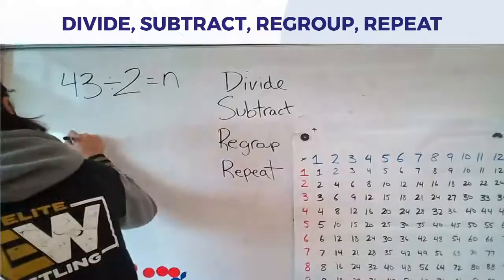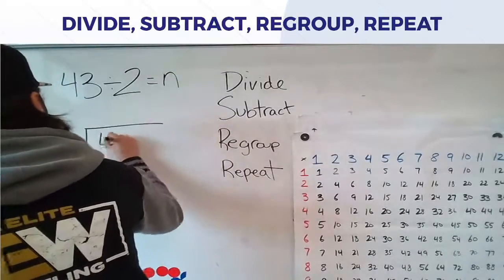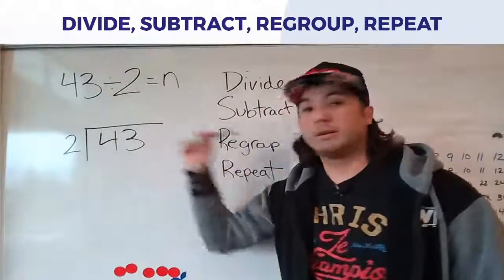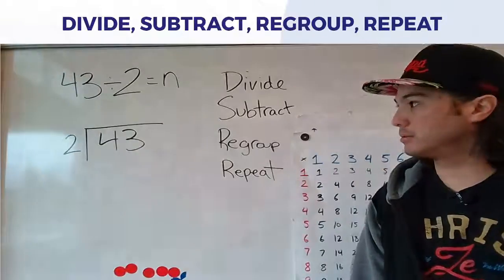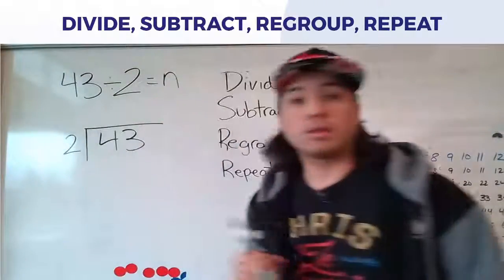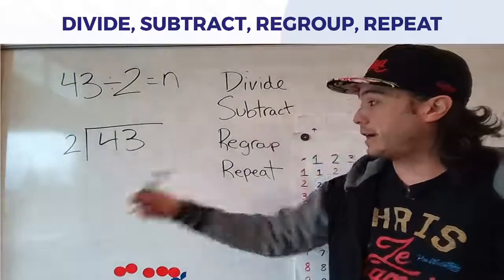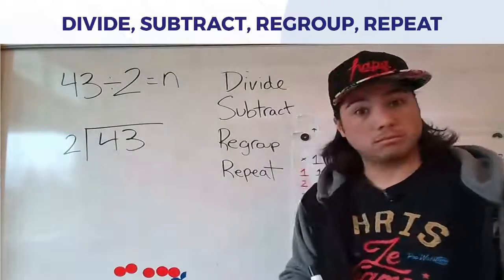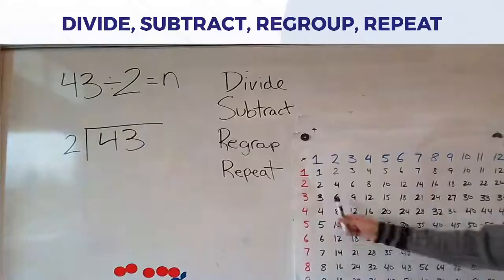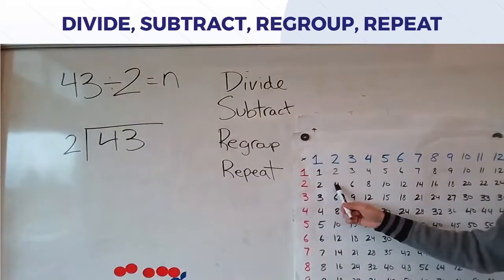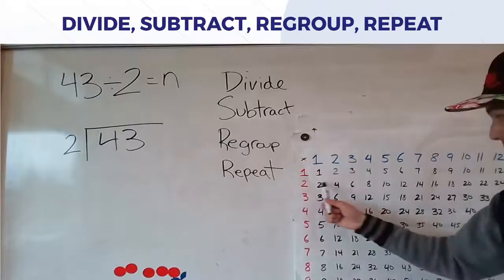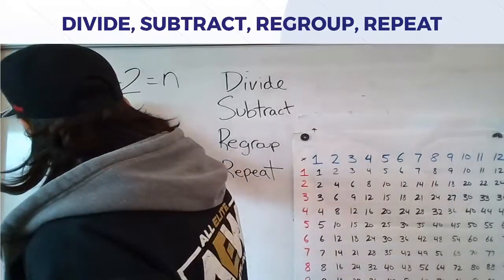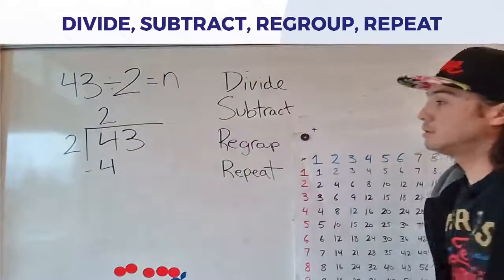We're going to put our divisor, our 2, on the side. We're going to put 43, our dividend, right here in the middle of our long division model. Then we're going to start from our largest place and divide. How many groups of 2 can I make with 4 tens? Looking here in the 2's, 4 divided by 2 is 2. So I'm going to have our 4 tens down here to be able to subtract, and I'm going to put my 2 groups of 2 up at the top.